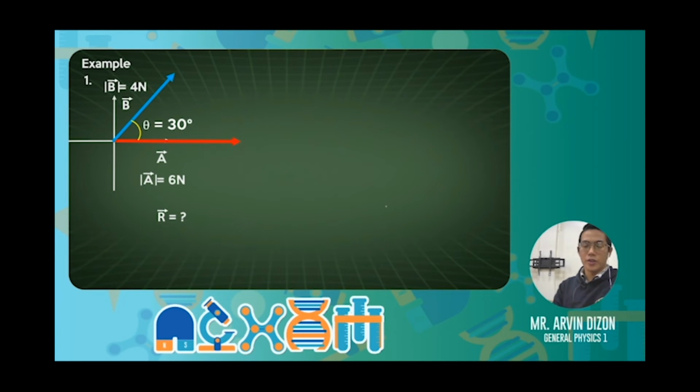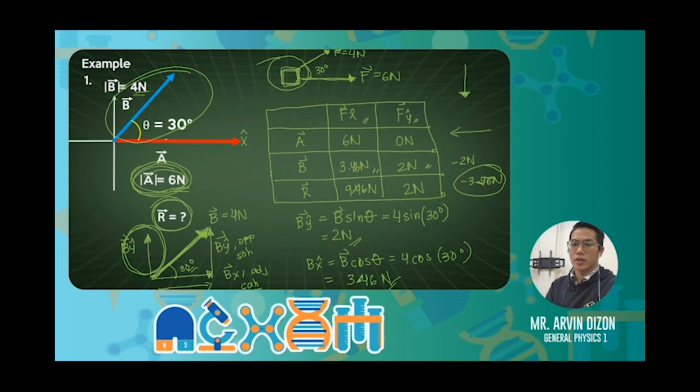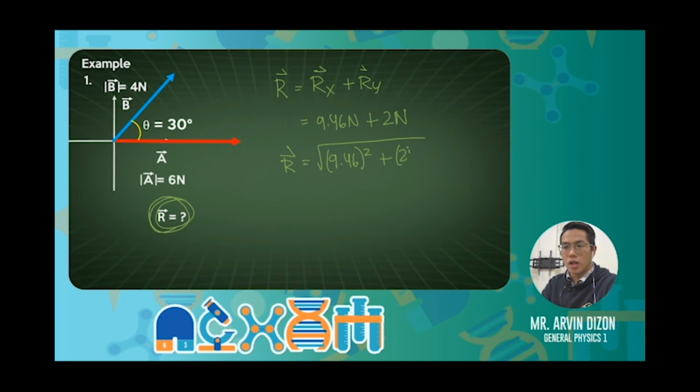Okay? So at this juncture, we now have to find the value of R using our previous values. So our value of Rx is 9.46 newtons and our value of Ry is 2 newtons. Let's write it down. So R is actually Rx plus Ry, which means the resultant has a value of 9.46 newtons plus 2 newtons. Again, we cannot add these two since they are now on different dimensions, unlike the previous setup. So what we're going to do now is use the Pythagorean theorem. So R is equal to the square root of 9.46 squared plus 2 newtons squared.